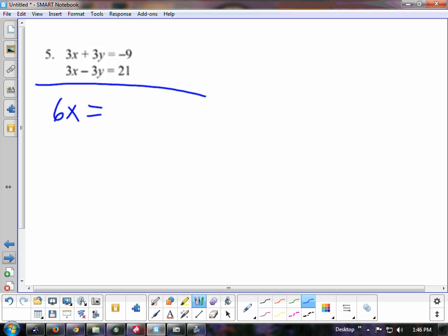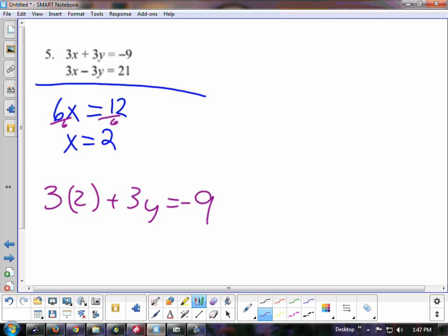21 plus negative 9 plus 21 is 12. X equals 2 because I divide by 6. Again, if you need to show that, that's fine. Divide by 6, divide by 6. X equals 2. Now I'm going to find out what my y value is. I'm going to take the first question, where my x value is 2 plus 3y equals negative 9.